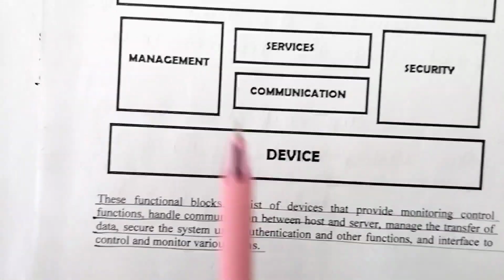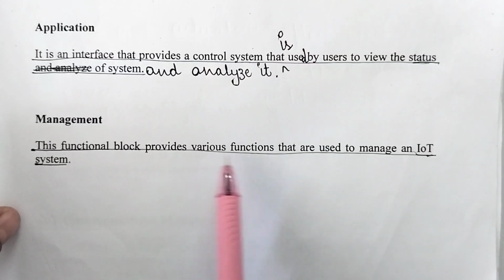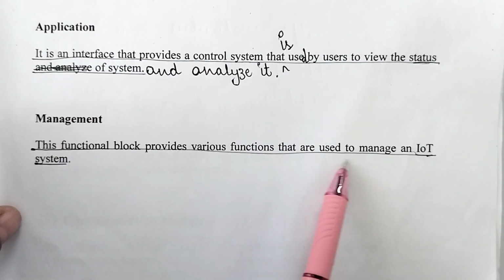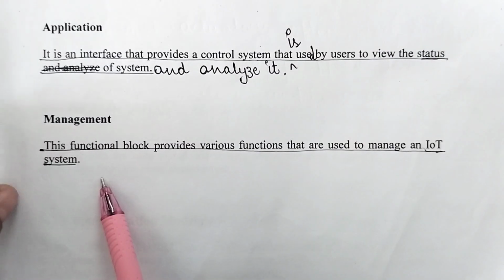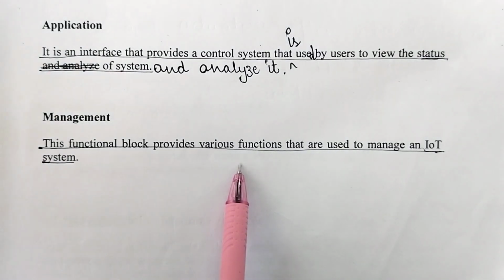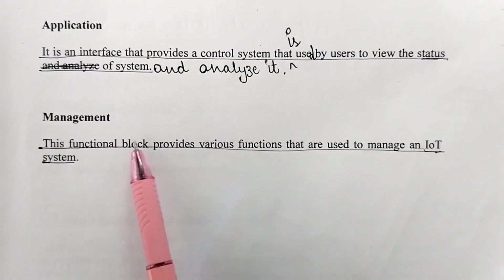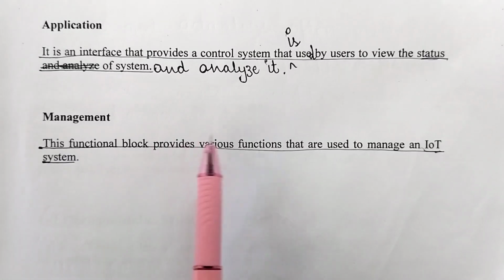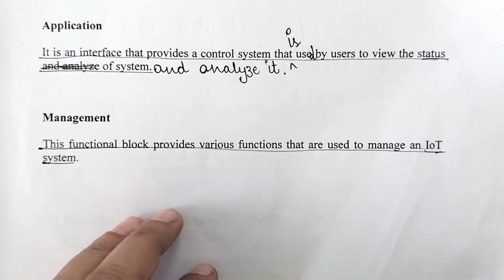Then comes another entity, that is the management entity. Now, this management functional block provides various functions that are used to manage an IoT system. So, as a user, you need to manage the IoT system in various ways. So, this management functional block helps you to manage the IoT system.